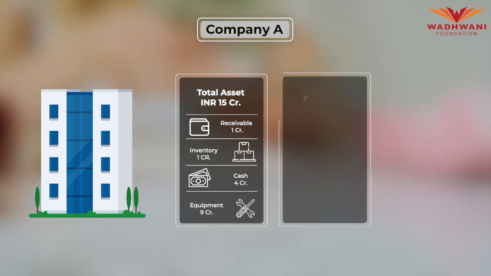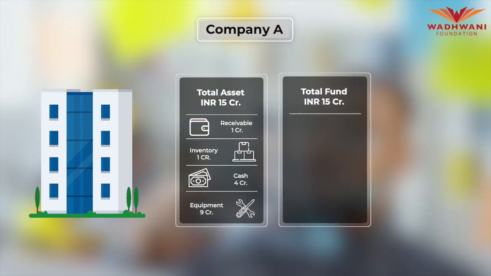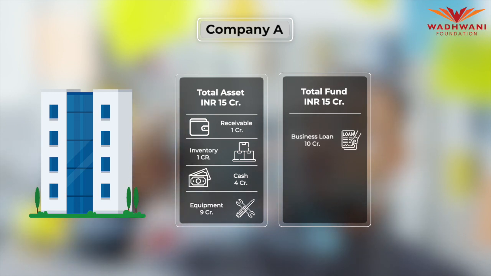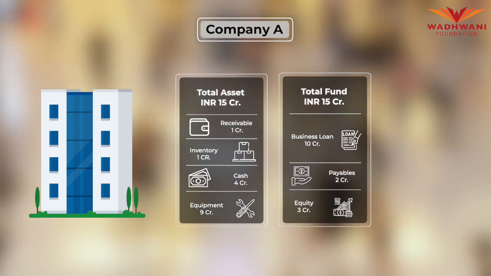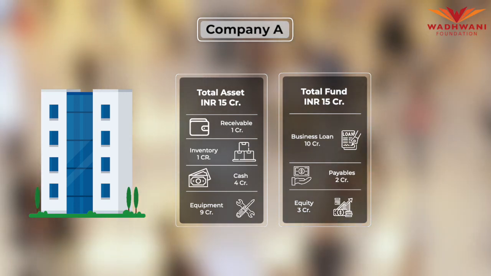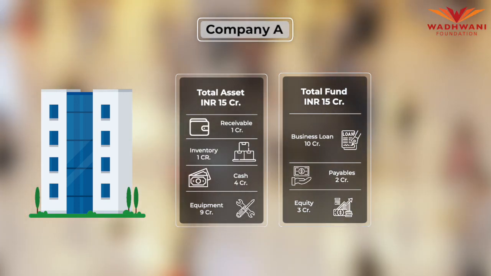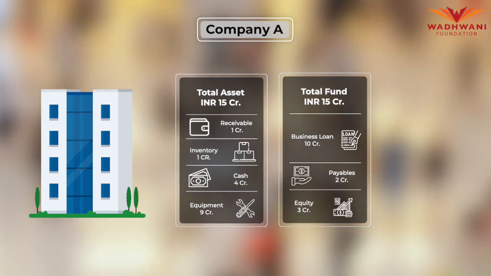How is he funding this asset? He has taken 10 crore of business loan, he owes 2 crore back to his vendors, and he has brought 3 crore from his own pocket. So that is how it gets balanced. You have 15 crore of asset and 15 crore of funds.